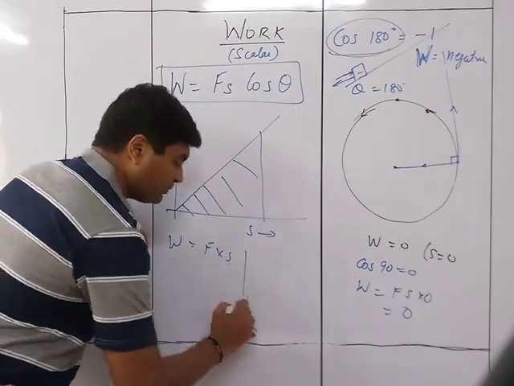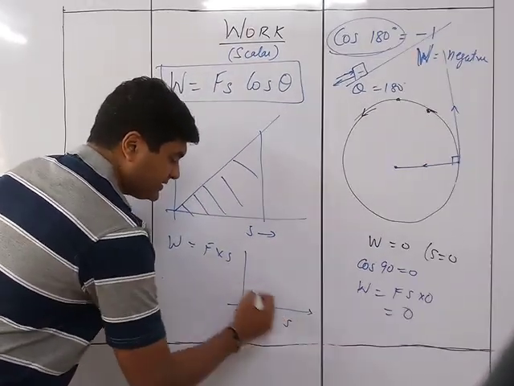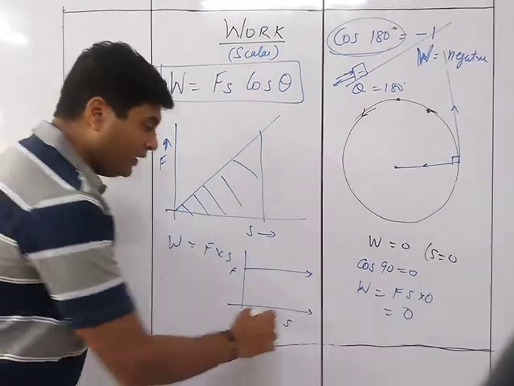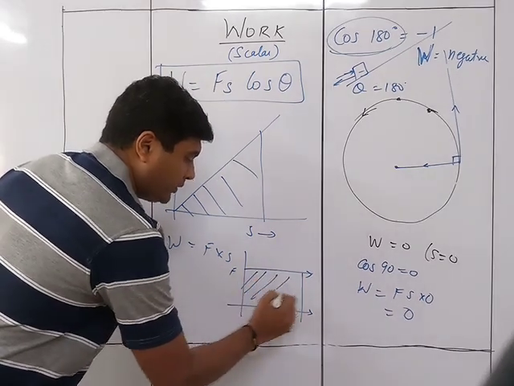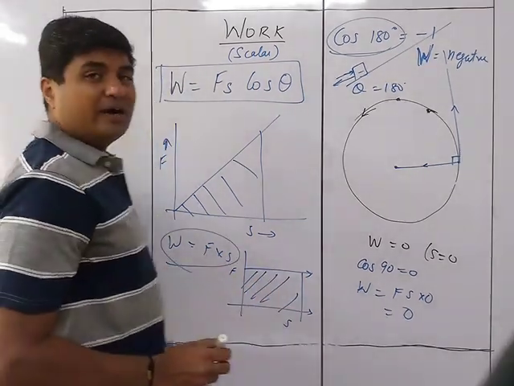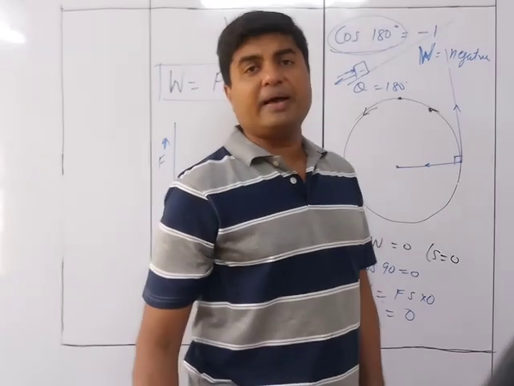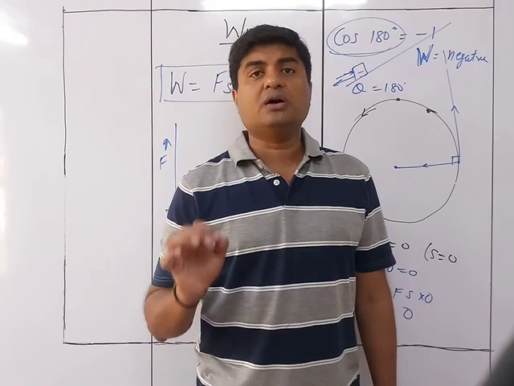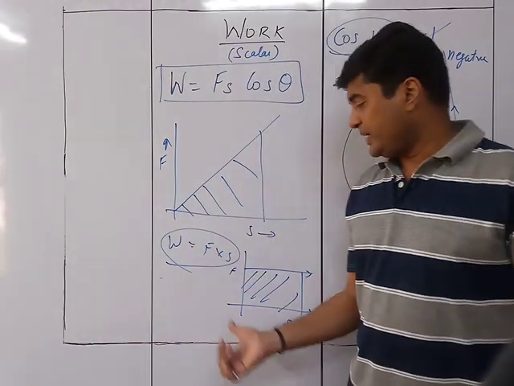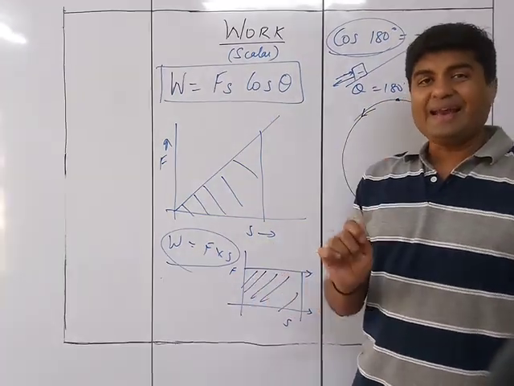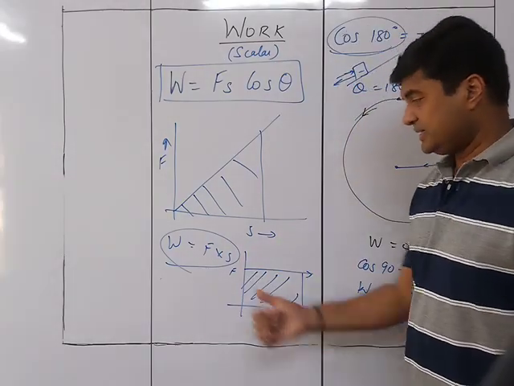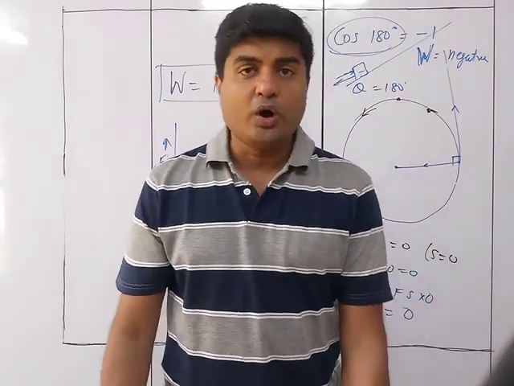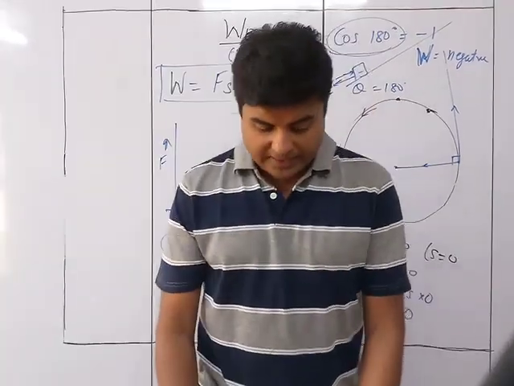Even if the graph is like this, this is s and this is f, and the graph is like this, so constant force making the body move, then this area over here is going to be f into s. So if I want to find out the work done by the force displacement graph, then the area enclosed with the x-axis of the graph will give me the work done. So area of the graph gives me the work done.